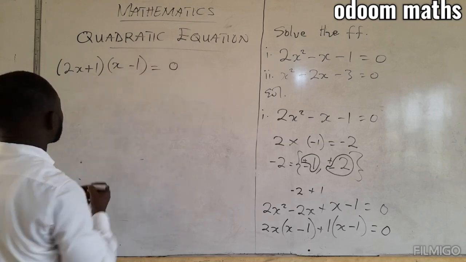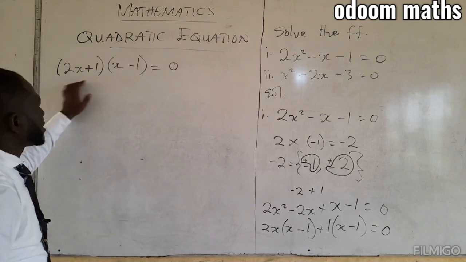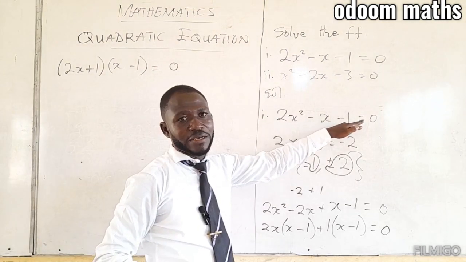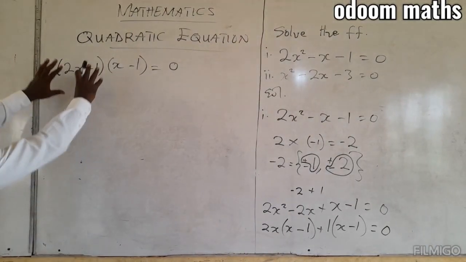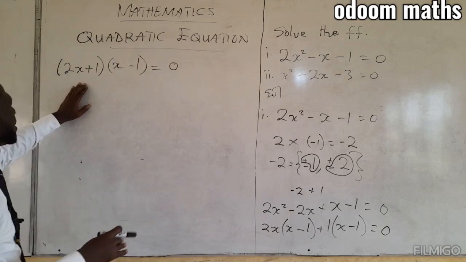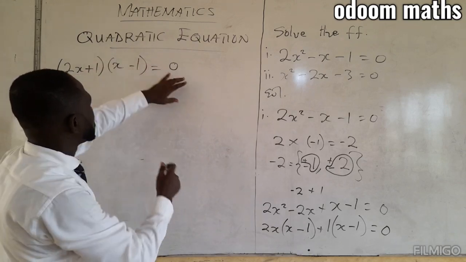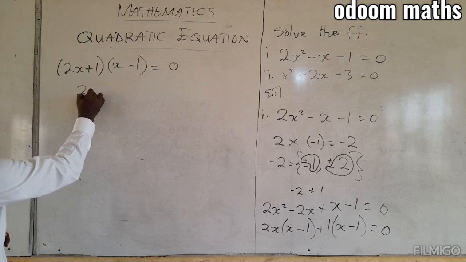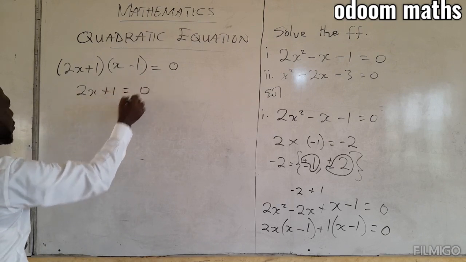So this is equal to 0. If we are to expand this and simplify, we are going to get the question given. Now we take what is in this bracket and equate it to 0 and find x, and then we take this also and equate it to 0. So the first one, 2x plus 1 equals 0.